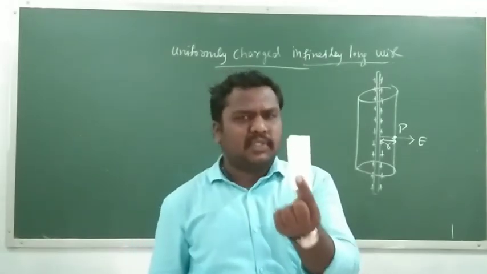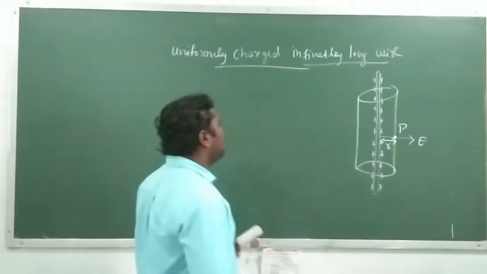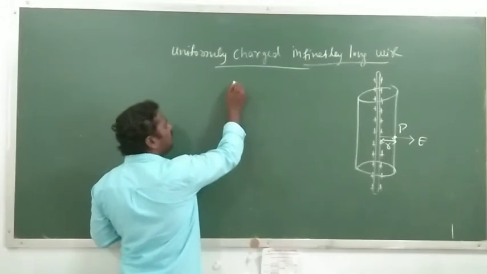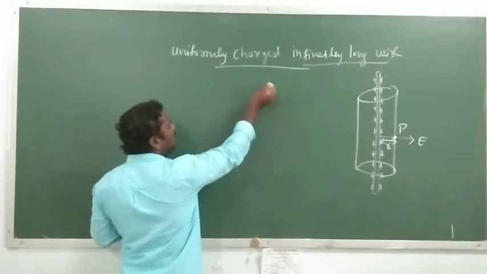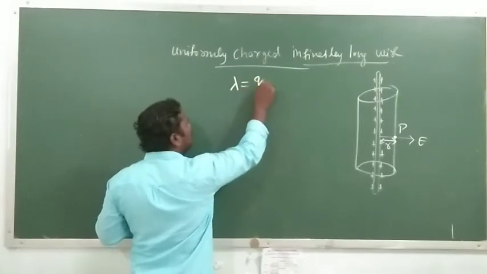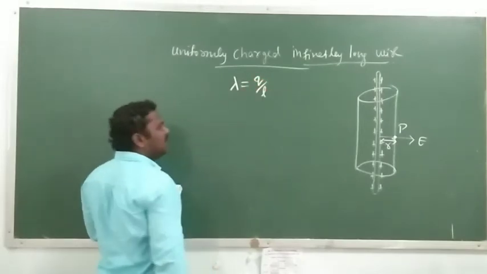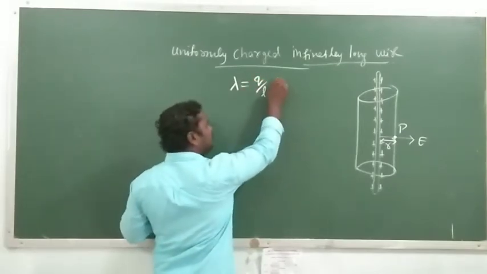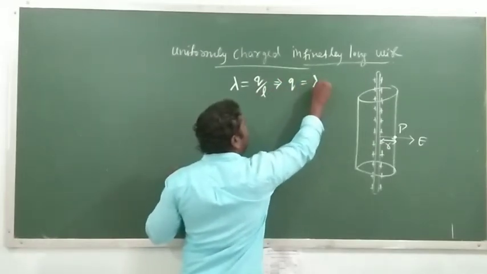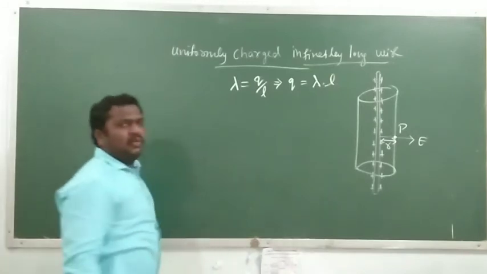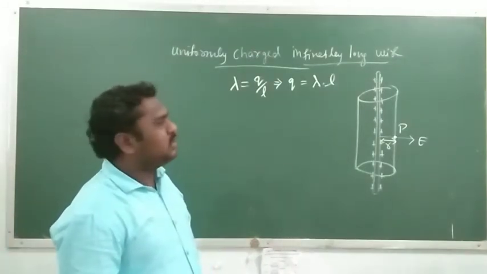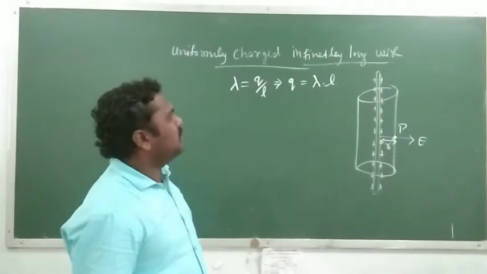With respect to this, now we are going to consider the flux. First I am going to write the charge. The total charge here, we can consider the linear charge distribution. Lambda is equal to Q divided by L, which implies Q is equal to lambda into L. Yes, we got the total charge, and we consider the Gaussian surface.